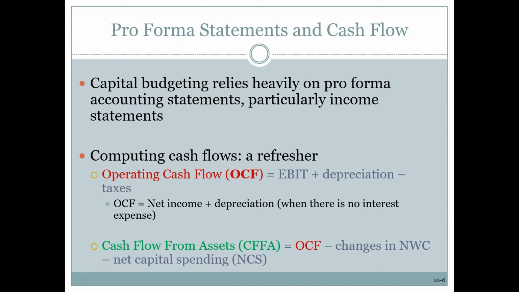Okay? So specifically, the formula for cash flow from assets is operating cash flow minus the changes in net working capital. This is any investment in working capital that we need to make, like investing in inventory or changing our accounts receivable balance, minus any net capital spending. And this is any investment in fixed assets that we need to make. So do I need to purchase any machinery or trucks or equipment, or any kind of fixed asset investment comes here. So operating cash flow specifically is EBIT plus depreciation minus taxes.